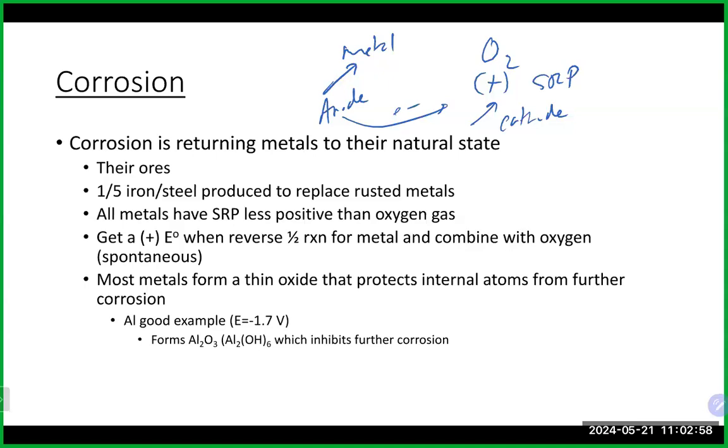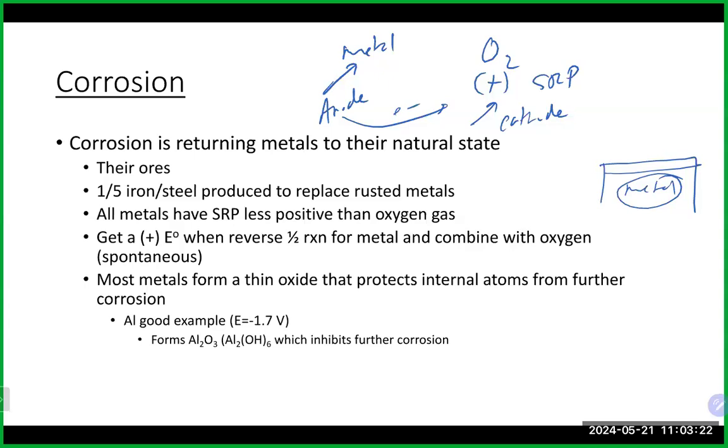Not all corrosion is necessarily a bad thing. Sometimes corrosion can produce a layer that protects the metal underneath from further corrosion. Aluminum, for example, will form aluminum oxide that, although it did corrode, will protect the rest of the metal underneath.